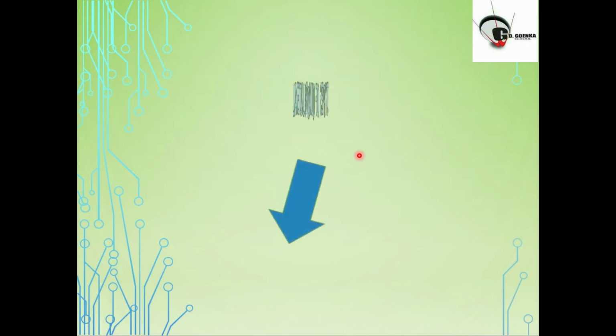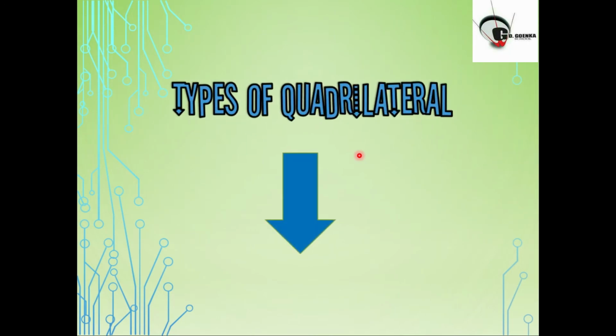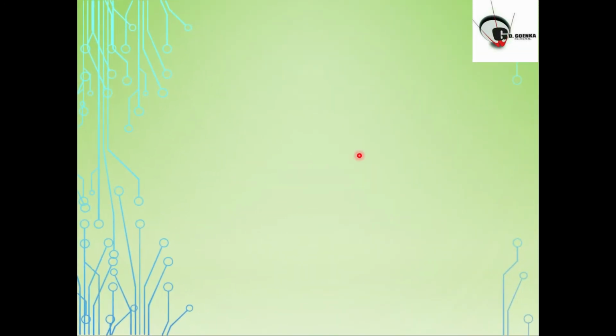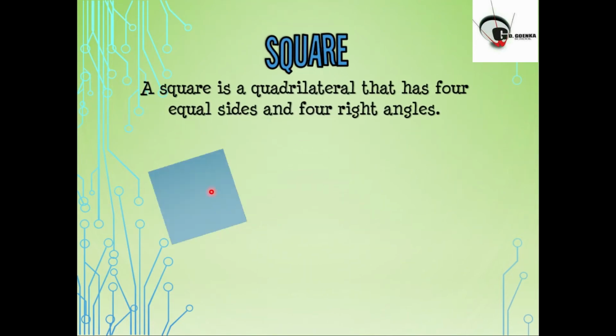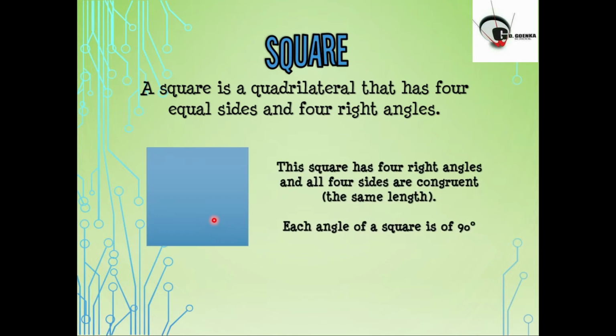Now let us see the types of quadrilateral. So what are the types of quadrilateral, children? The first type is a square. This is a square figure. A square is a quadrilateral that has four equal sides and four right angles. These are the four equal sides 1, 2, 3 and 4, and these are the four equal angles. And do you know, children, what is the measurement of each angle? Yes, that is 90 degrees. This square has four right angles and all four sides are congruent.